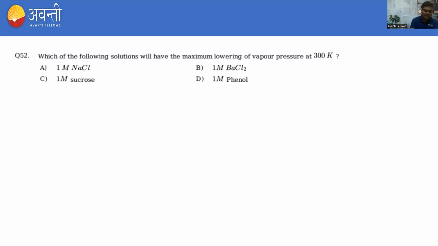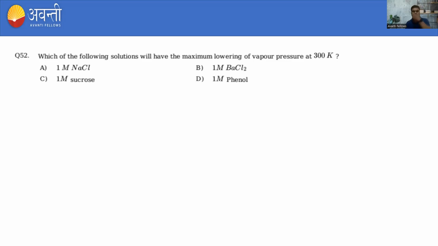Now move to the next question. That is question number 52, right? That is question number 52. So in question number 52, what they are asking is which of the following solutions will have the maximum lowering of the vapor pressure, right? Maximum lowering of the vapor pressure.